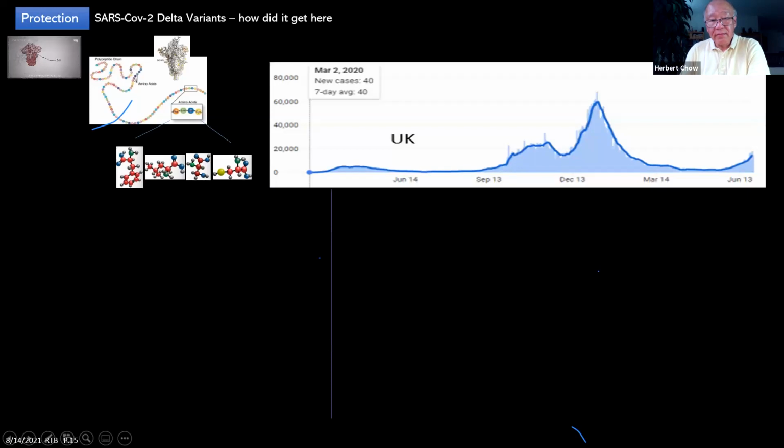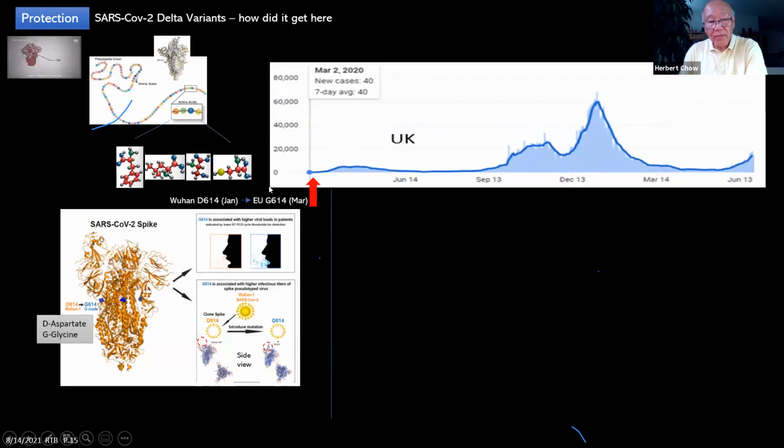So in the UK, this is the UK profile. When it first started in Wuhan, the virus had at position 614 of the amino acid a D, which is aspartate. Somehow in the 3 months after it came out of China and got into Europe, this one particular amino acid, because of mutation, changed from a D, aspartate, to a glycine. And because the spike has 3 parts, these mutations occur in 3 places on the spike.